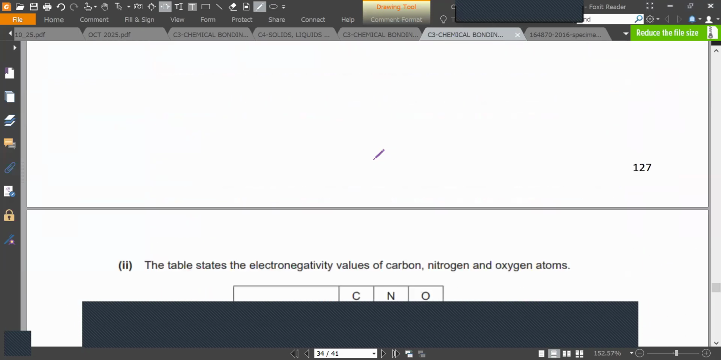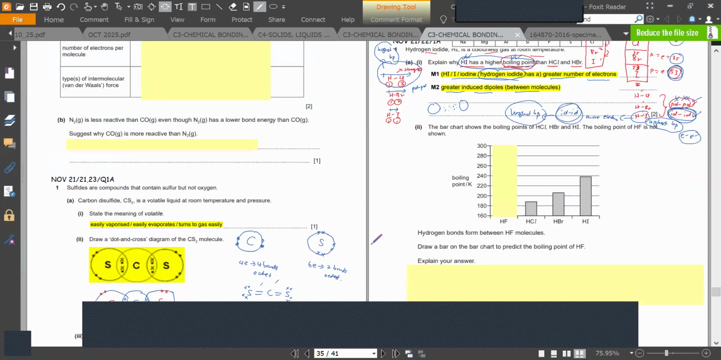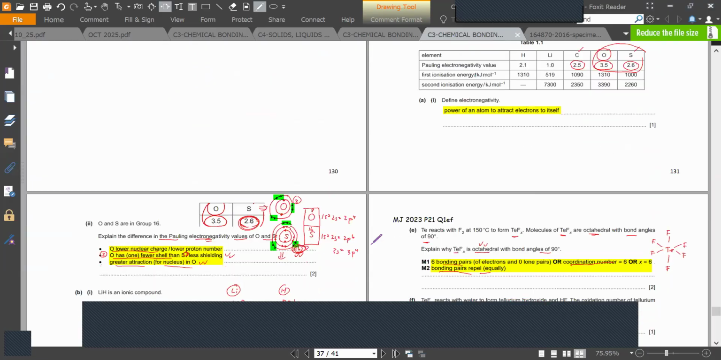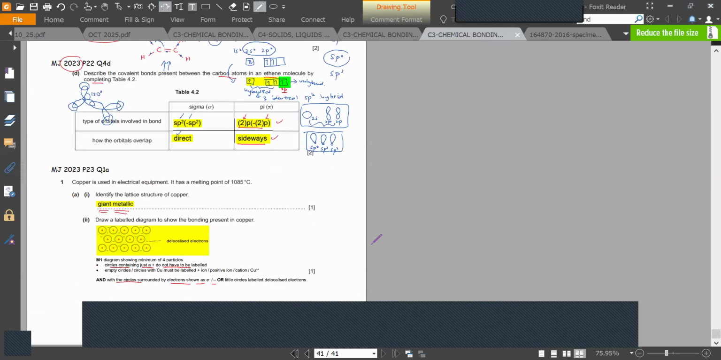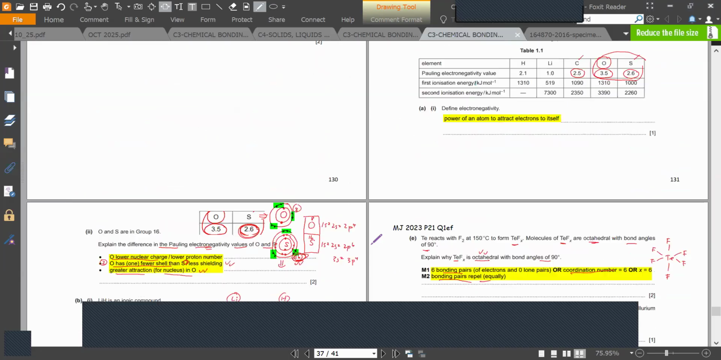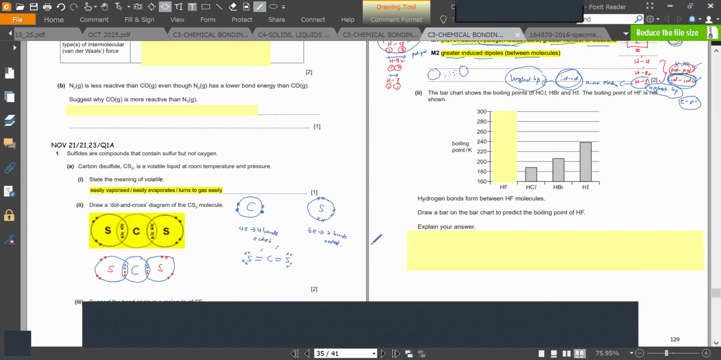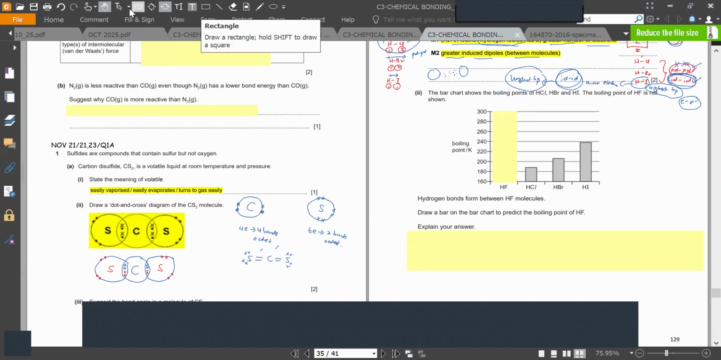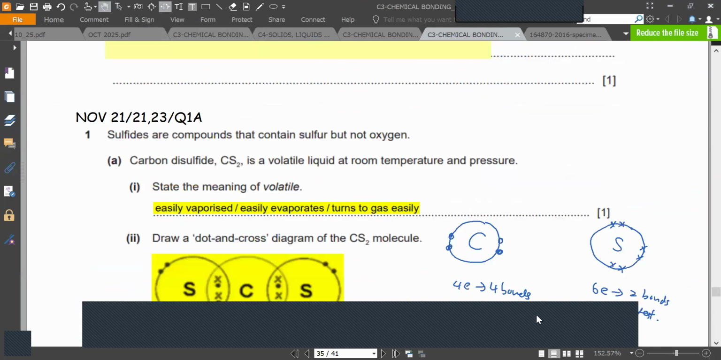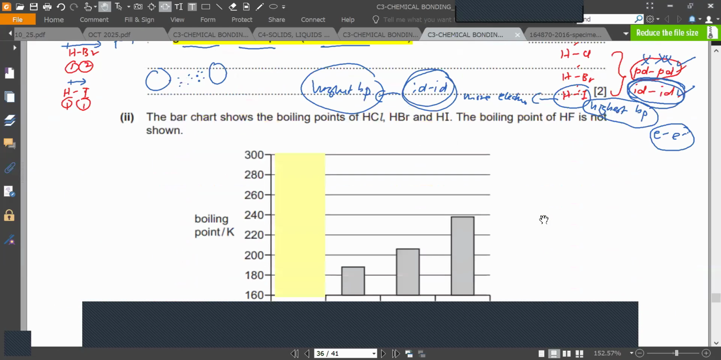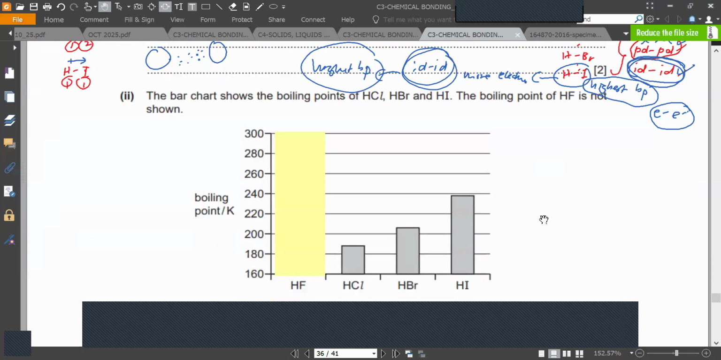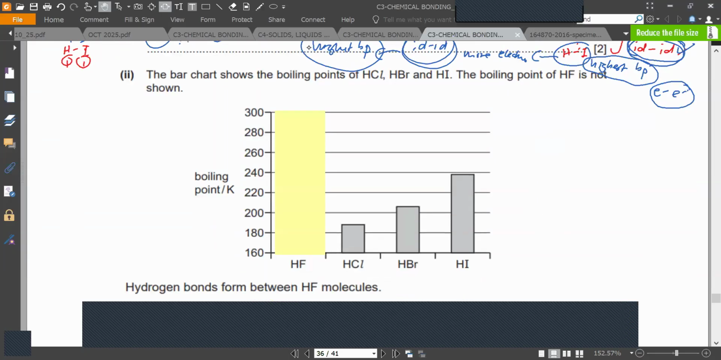Okay, let me check. Did we miss anything? Oh, we did miss out one question here. We forgot to do this one. So here we have HCl, HBr, and HI.